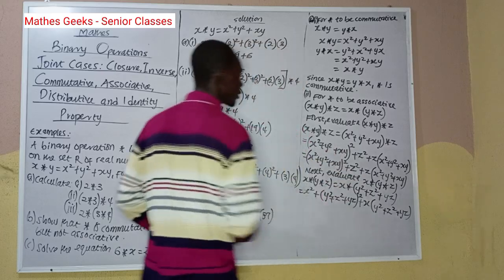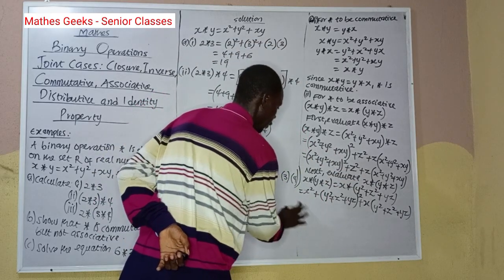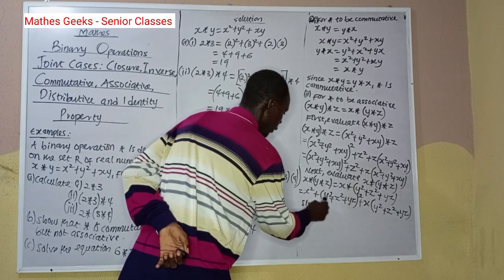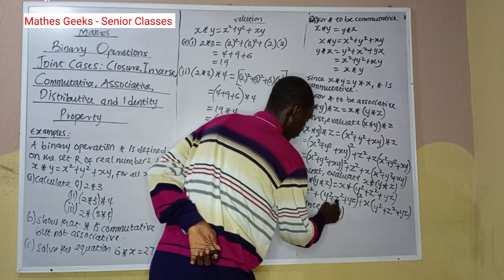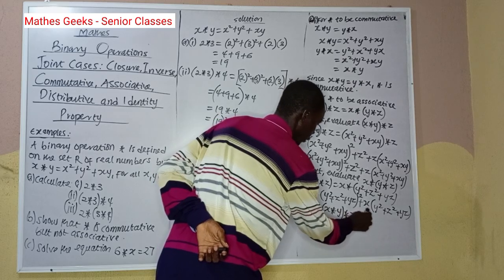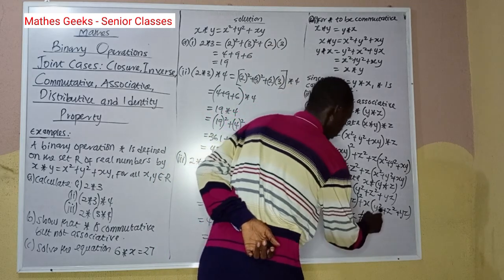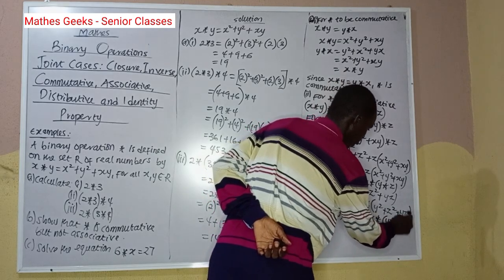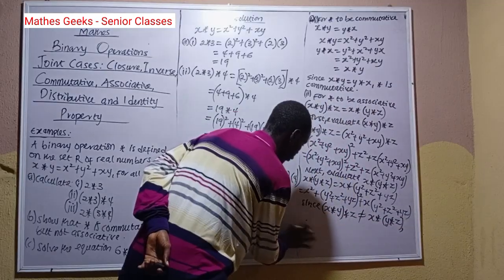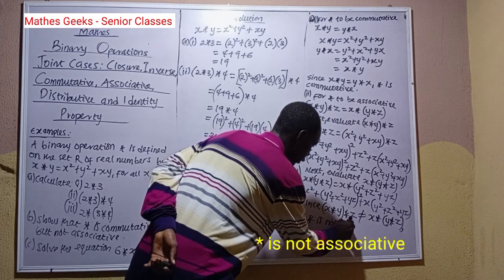So this shows that (x star y) star z is not equal to x star (y star z). Star is not associative.